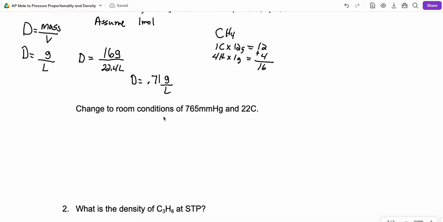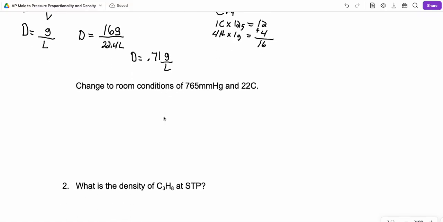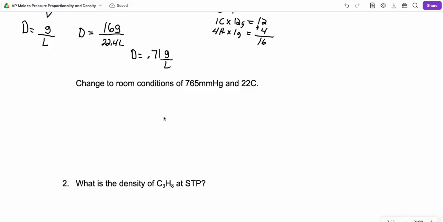Now you can change to any conditions. You can use the same density formula, but there's a couple changes that you have to make. So I'm going to come over here and write that density formula again. Density equals the grams divided by the liters. If you assume 1 mole still, you're still going to have 16 grams. But if you change to these conditions, your volume is going to change.